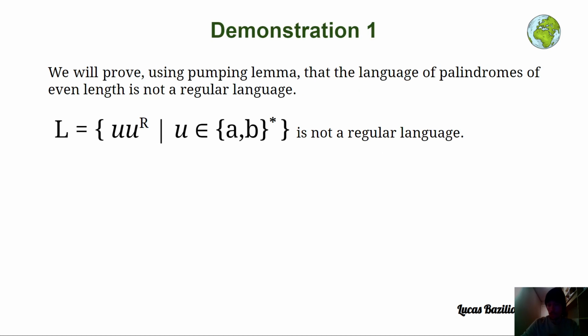So in this lesson, we are going to see two demonstrations using the pumping lemma. The first one is this one. We need to prove that this language here, the language of the palindromes of even length, is a non-regular language, right? So in the same way, we need to prove that this language over the alphabet A and B, remember that we're using the Kleene closure here, is a non-regular language.